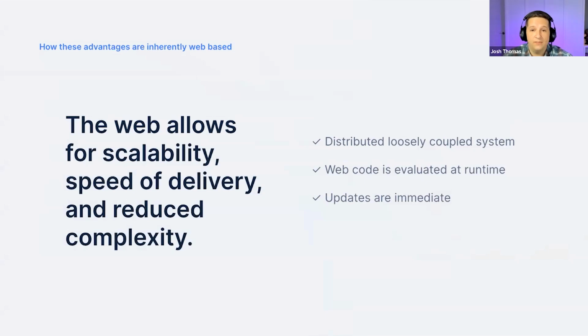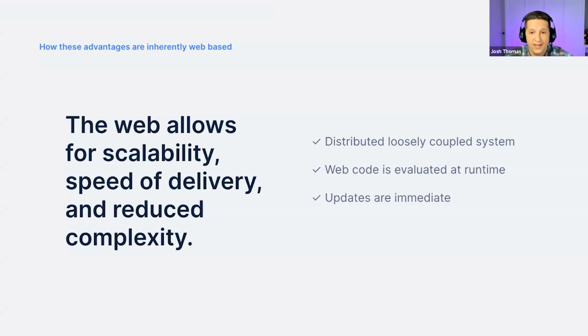Web code is also evaluated at runtime. So the JavaScript application code is delivered as source code, because after it's delivered, it's compiled, interpreted, and then executed. This allows you to bring in code from other applications and execute it like it's part of the original application. And one of the most powerful features is that updates are immediate.